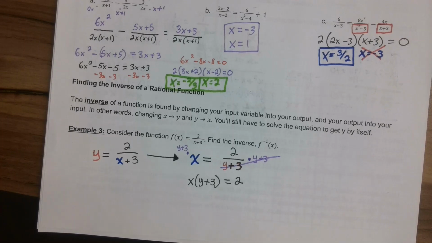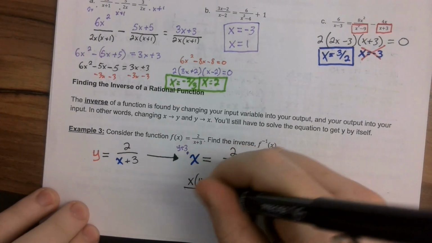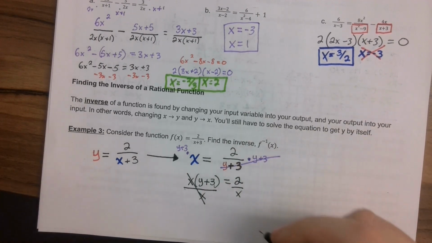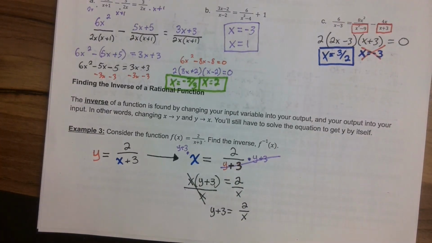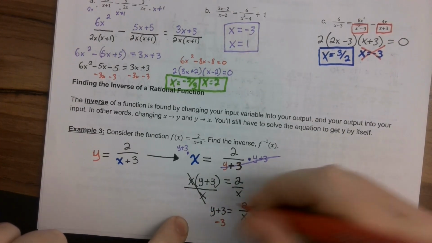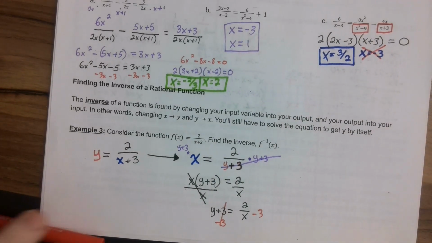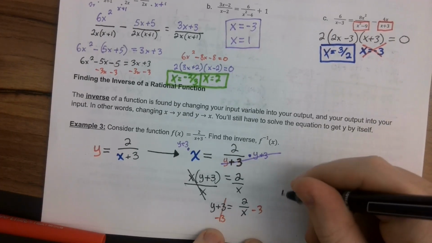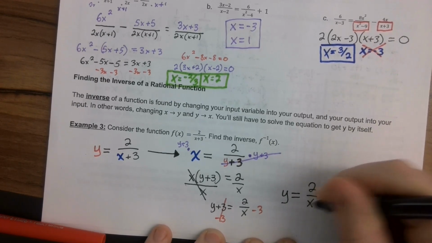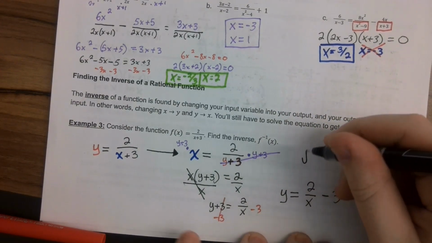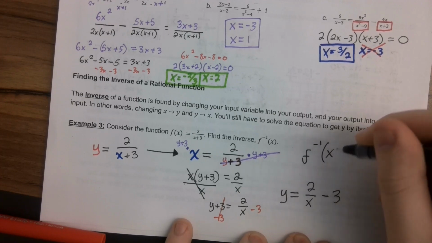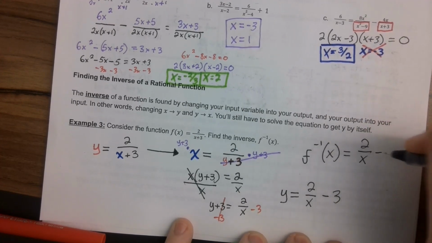Now y is on top. There's no fractions left. So let's try to get y by itself. We start by dividing by x, because that'll get rid of the x on this side. So y plus 3 equals 2 over x. And last but most certainly not least, we can subtract 3 on both sides to get y all alone. We found y equals 2 over x minus 3. And since they wanted it in function notation here, we could write it as f to the negative 1 power of x equals 2 over x minus 3. These are the same thing.